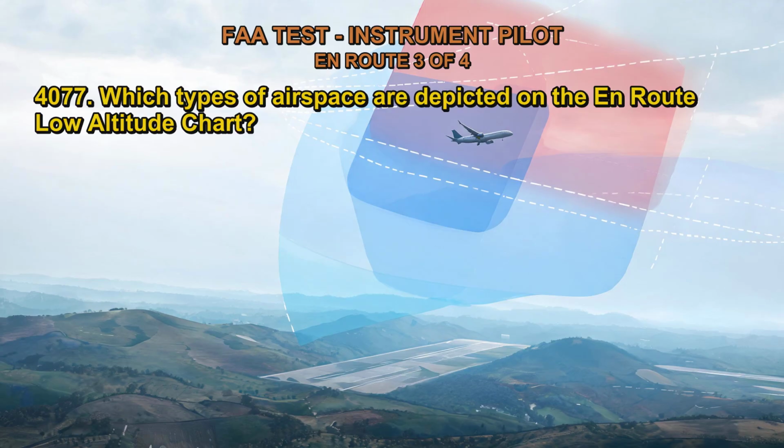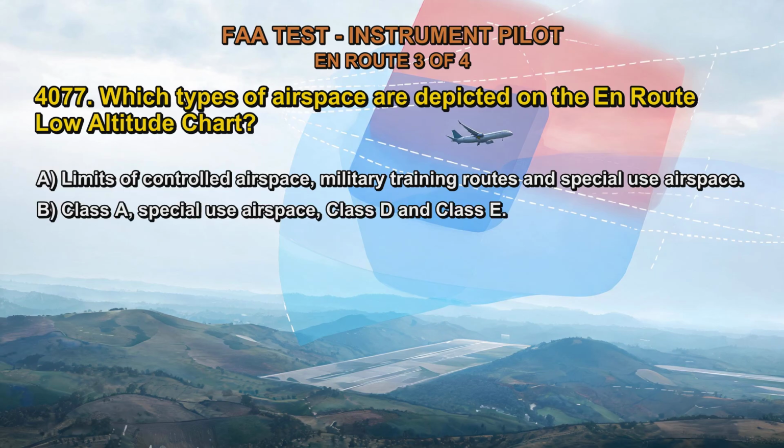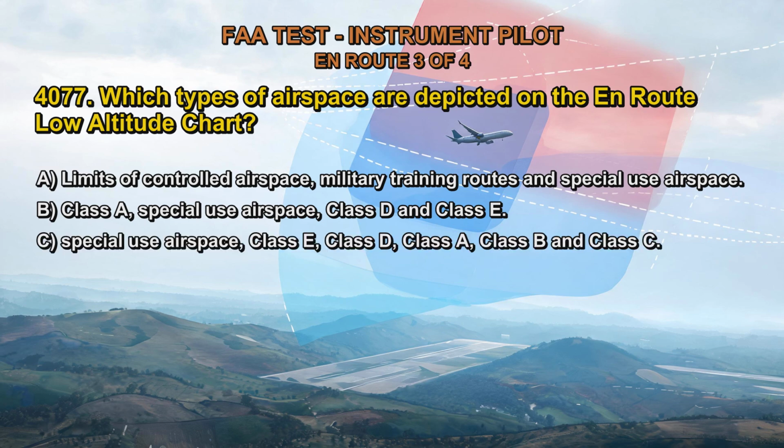4077. Which types of airspace are depicted on the en route low altitude chart? A. Limits of controlled airspace, military training routes, and special use airspace. B. Class A, special use airspace, Class D, and Class E. C. Special use airspace, Class E, Class D, Class A, Class B, and Class C. The correct answer is A.